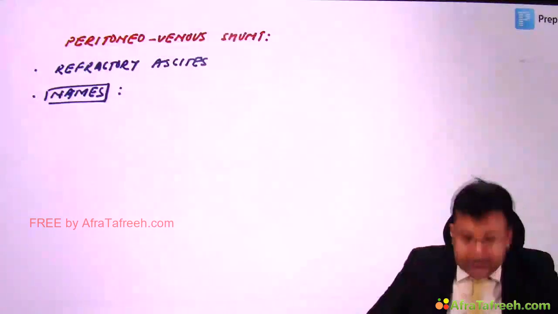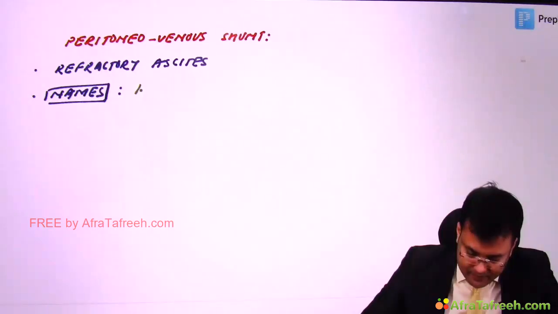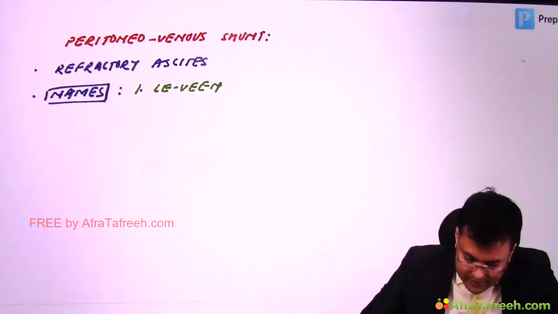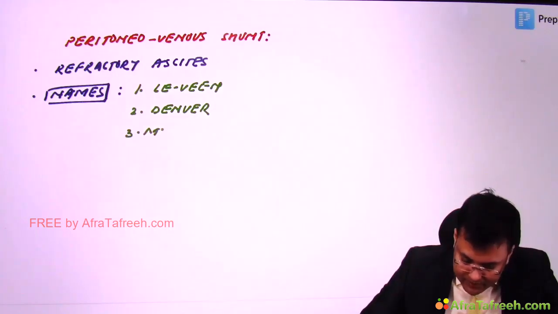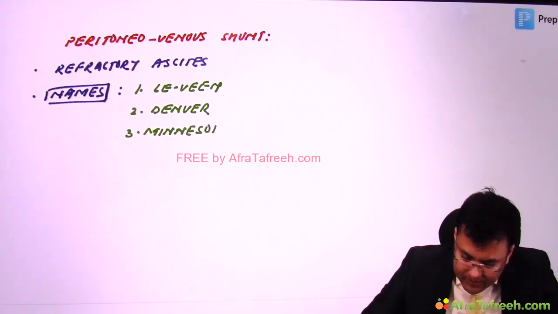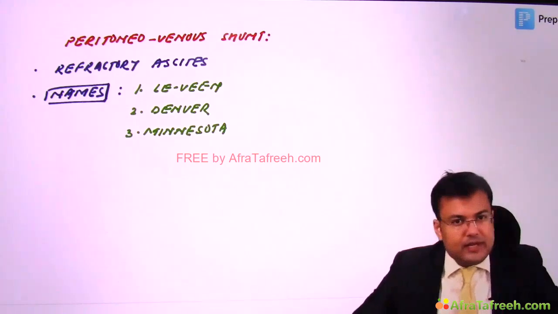The names are first Levine, Denver, Levine, Denver and Minnesota. So it's the Levine, Denver and Minnesota. Okay. Now it's very easy to understand.